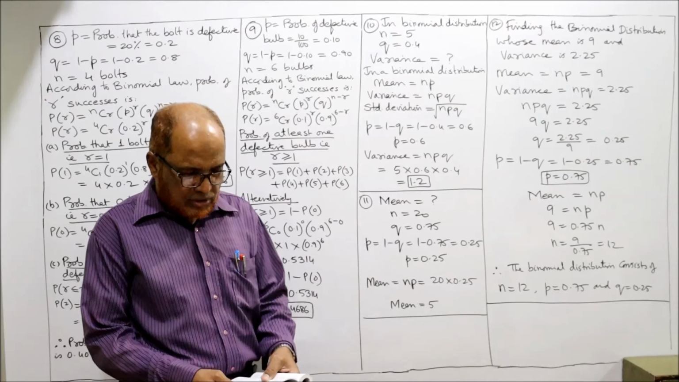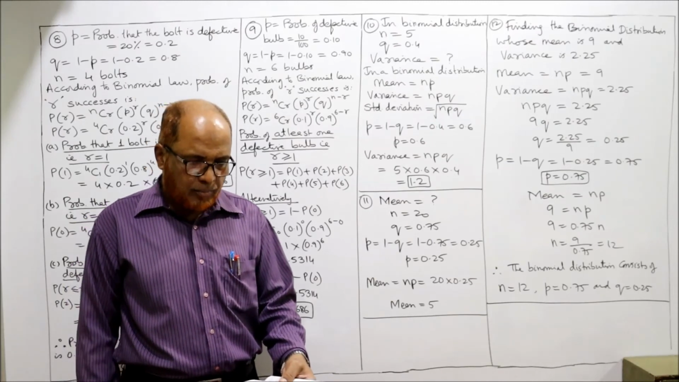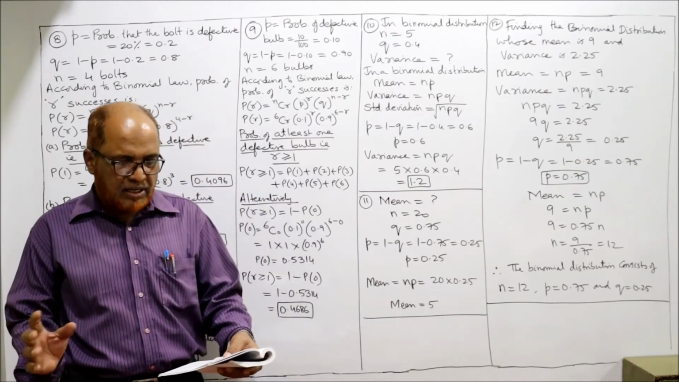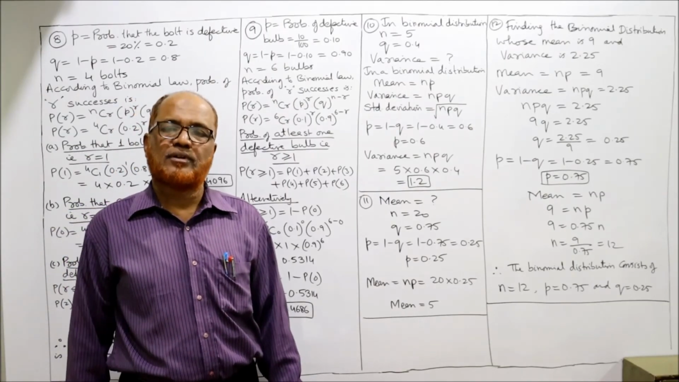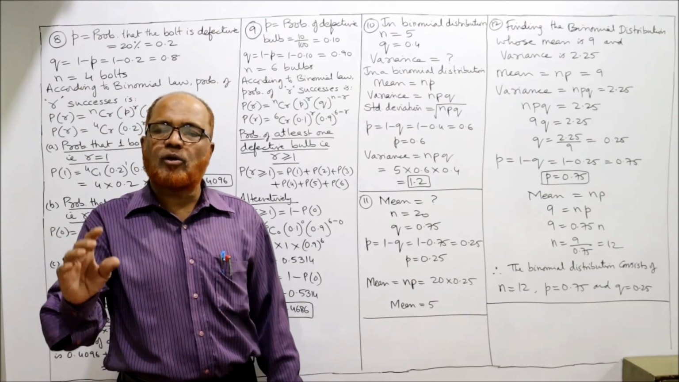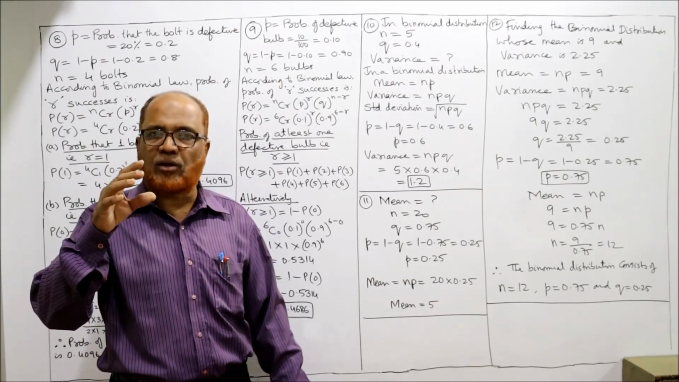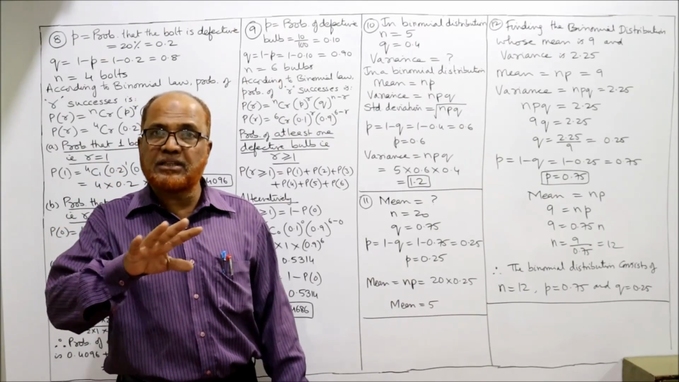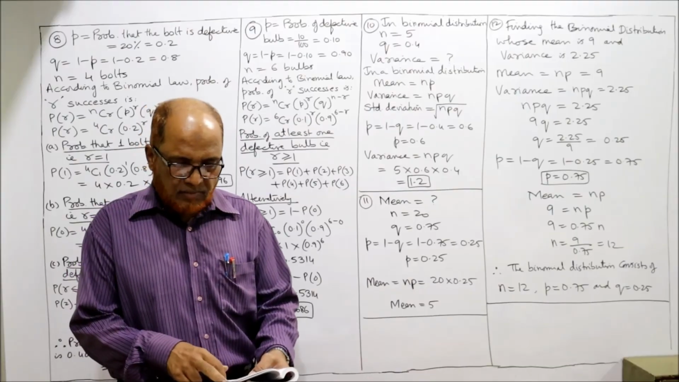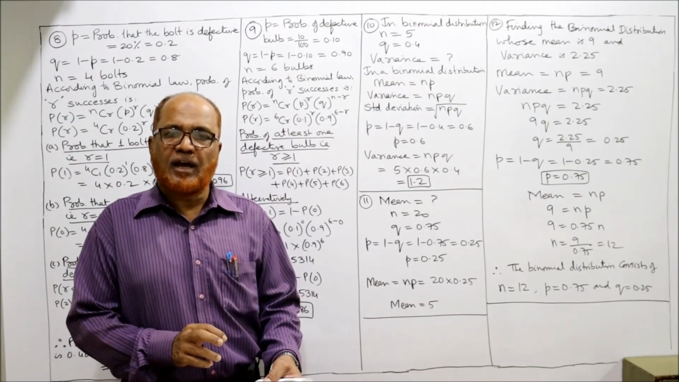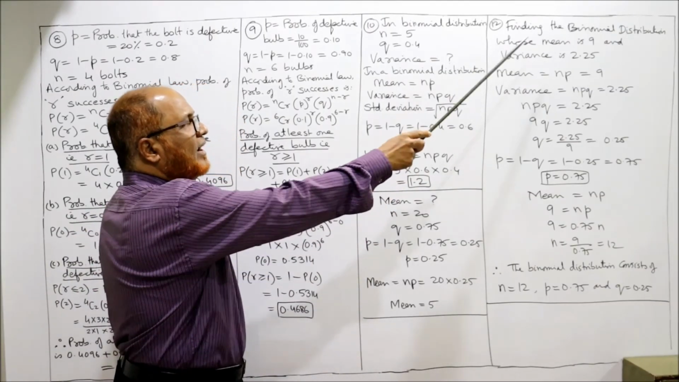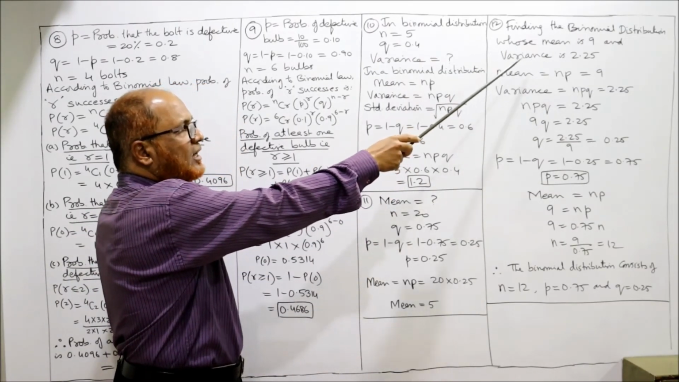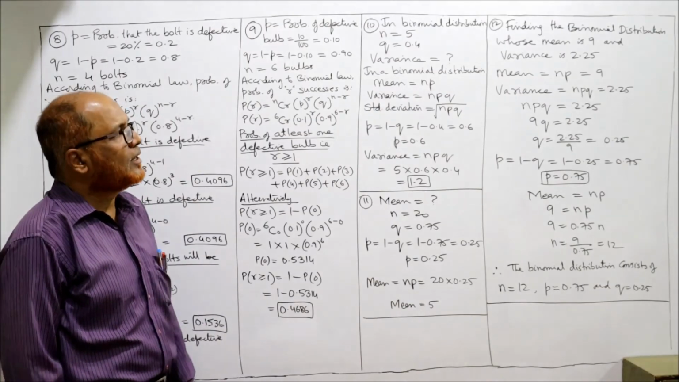Now problem number 12, you see. Find the binomial distribution whose mean is 9 and variance is 2.25. So we have to find the binomial distribution. Binomial distribution means we have to find n, p, q. All the three variables we have to calculate. Here what is given? Mean is 9 and variance is 2.25.